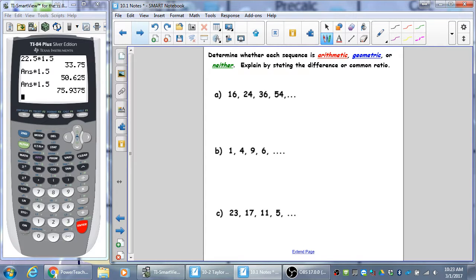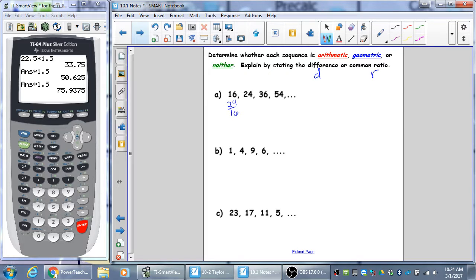Explain by stating the difference or common ratio, the D or the R. So tell the D or tell the R, arithmetic or geometric. Let's see, if we take 16 plus 8, that's 24. 24 plus 8 is 32. This is not arithmetic.